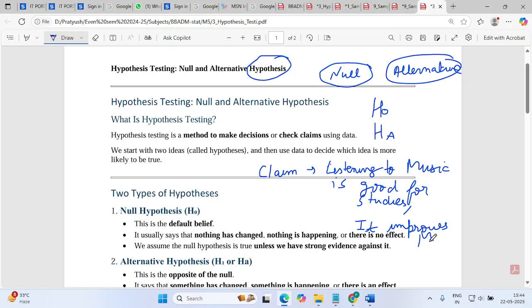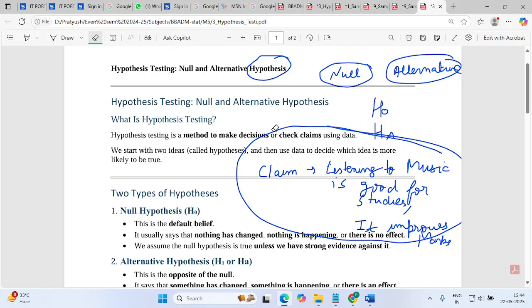So tell me, how would you verify this? How would you verify whether it's actually true or not? If you have to make a study, whether listening to music is actually good for the studies, it will be only said after testing.